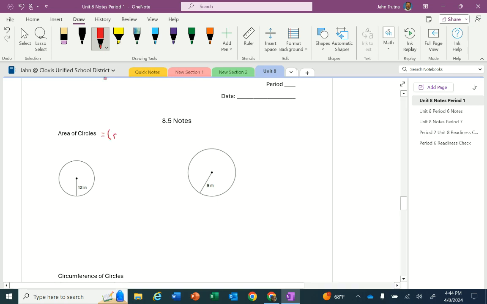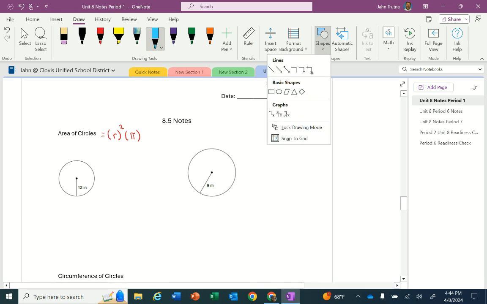You take the radius, you square it, and then you multiply with the number pi, which we represent by that symbol right there. That's the pi symbol right here. Okay. All right. So what does r represent in this formula? R is the radius.